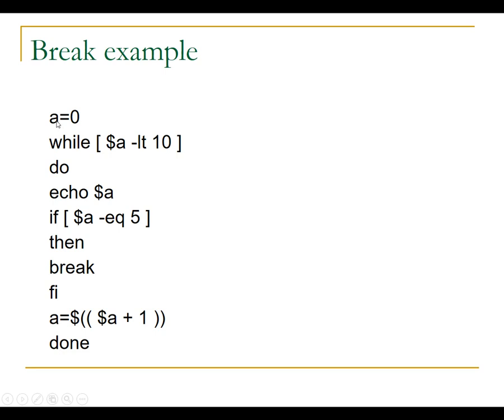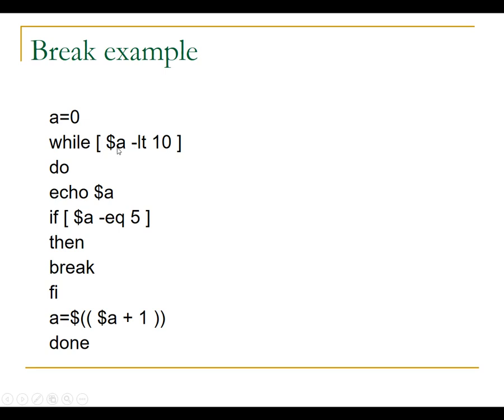Here you can see that a equals 0, that means the initialization of one variable with a fixed value called 0. Then it checks whether the value of a is less than 10 or not. So 0 is less than 10, this condition is true, this do statement executes, and 0 is printed onto the screen. Then there is one more decision making statement which checks whether this variable value contains 5 or not. For 0 this condition becomes false, then it repeats, that means it will add one more value to a and a becomes 1.